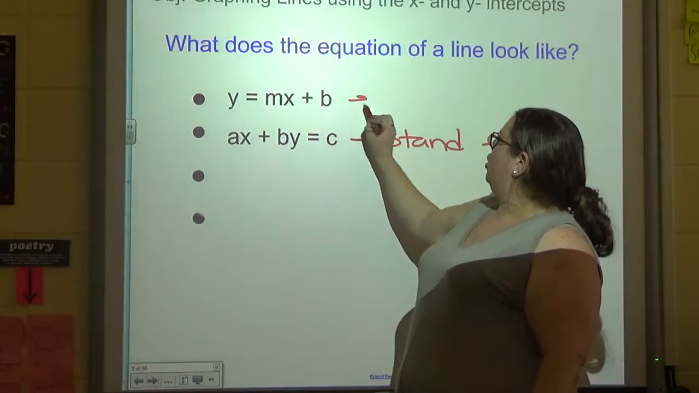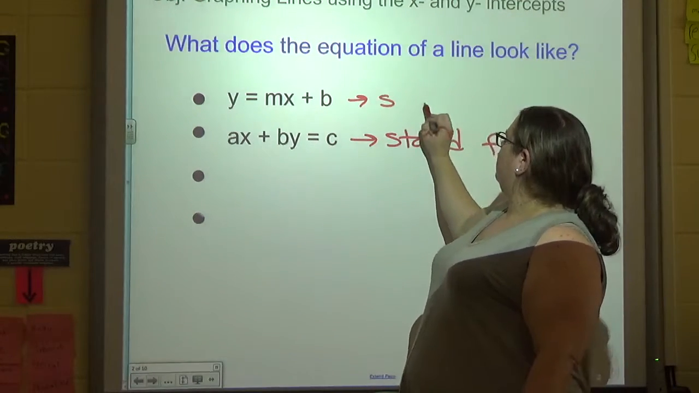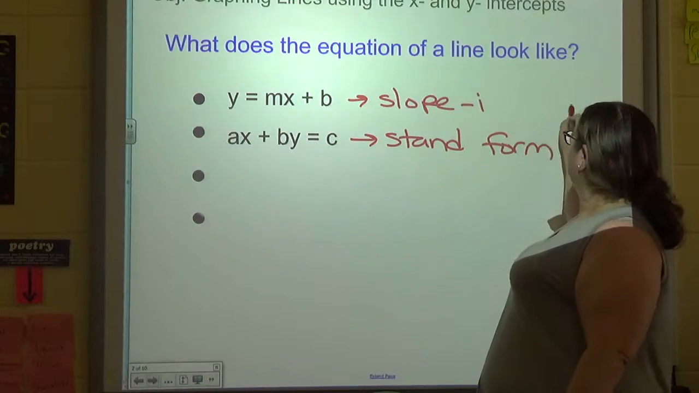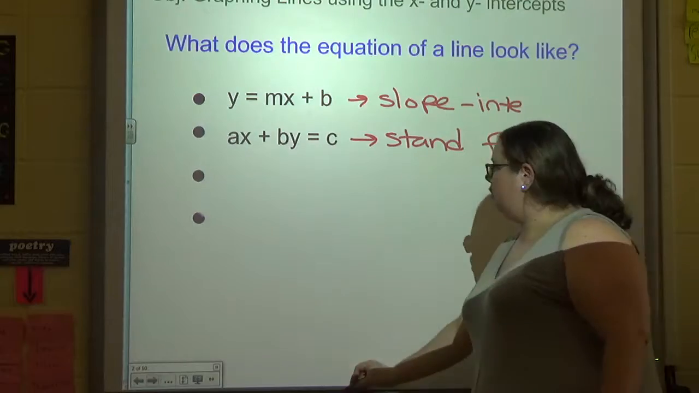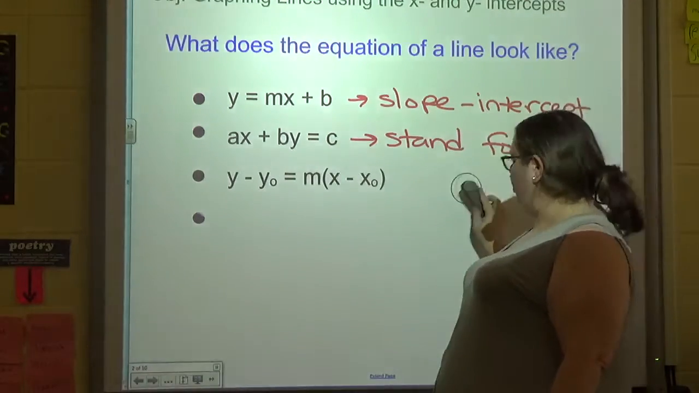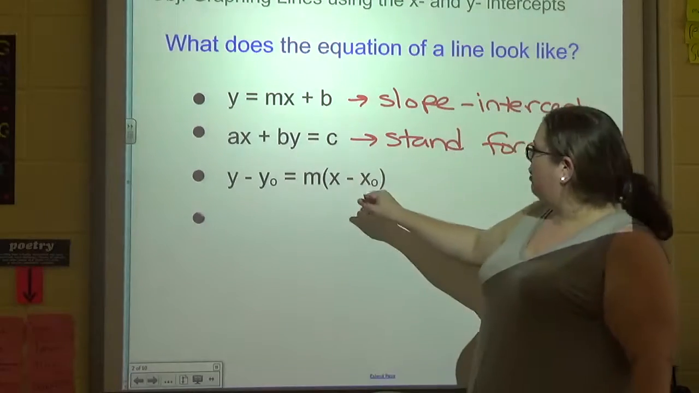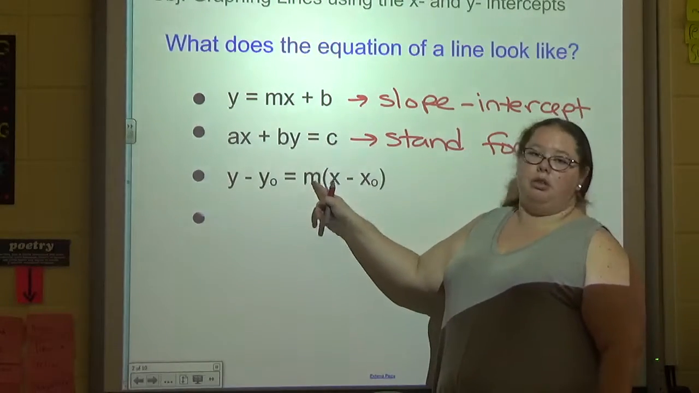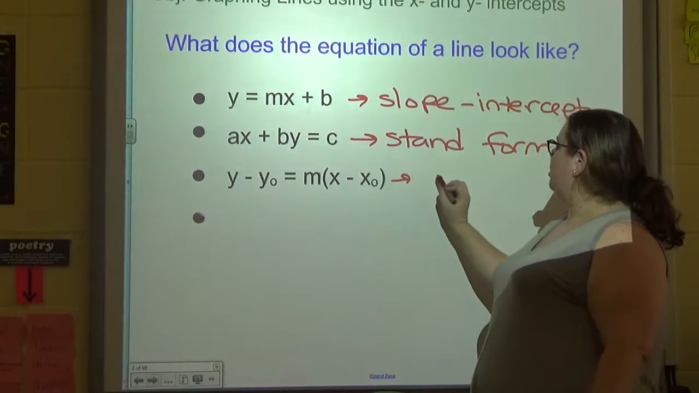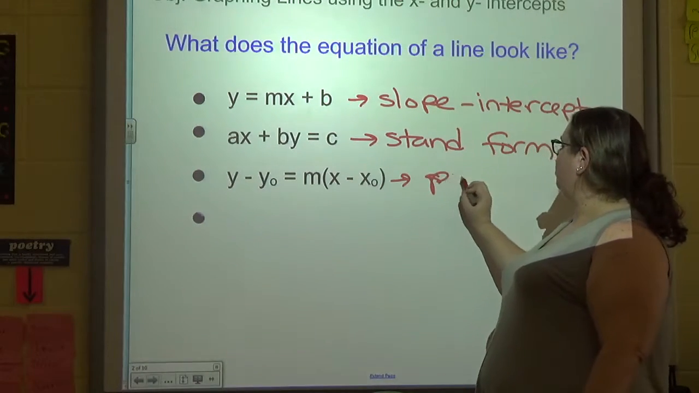So this is slope-intercept. The next should be point slope. So this one, you have your slope, m, and then your point x0, comma y0. So this is point slope.